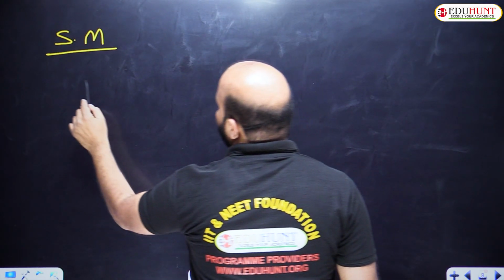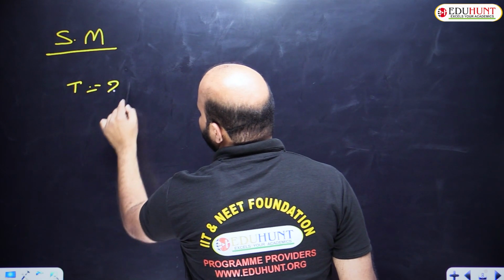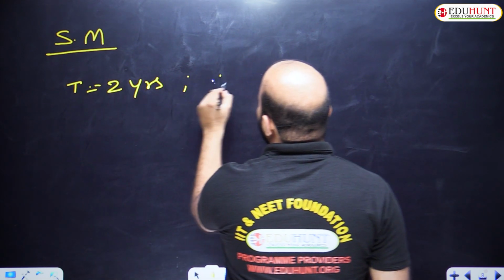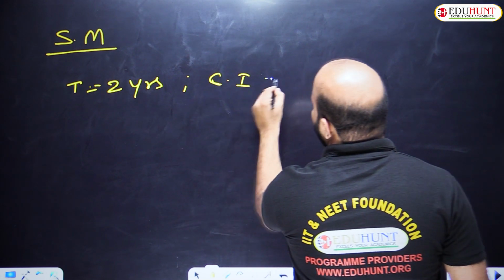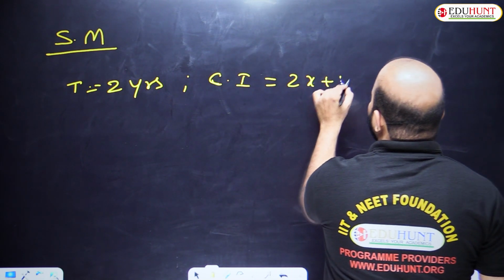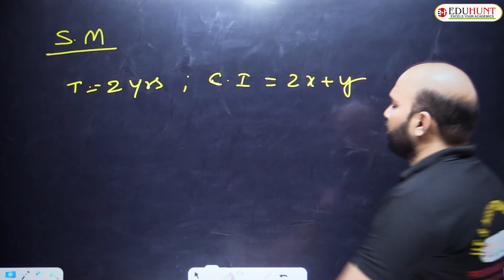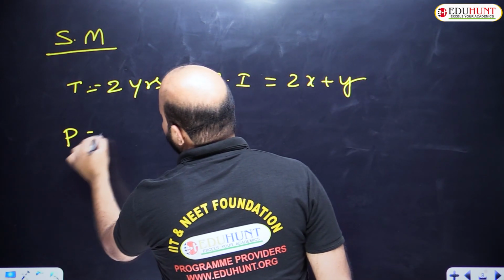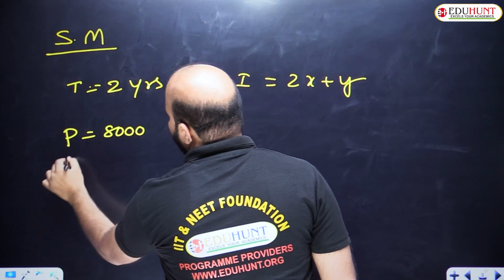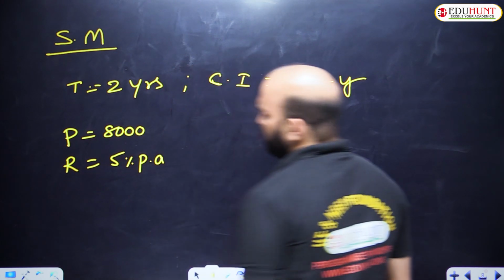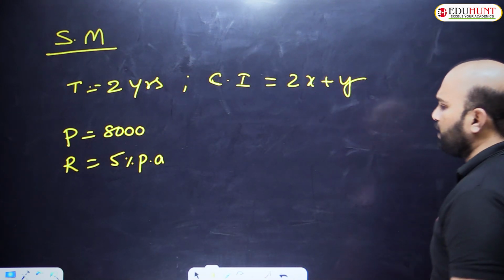Here, how many years of time are given? 2 years. For 2 years, compound interest according to the Pascal method, the formula is 2x plus y. First you have to calculate compound interest. Principal given is 8,000, rate of interest 5% per annum, p.a., compounded annually.